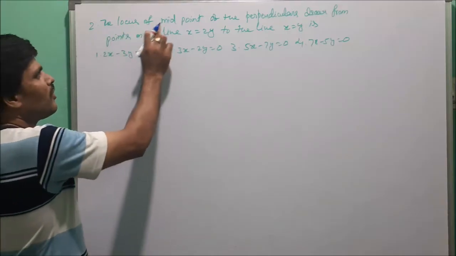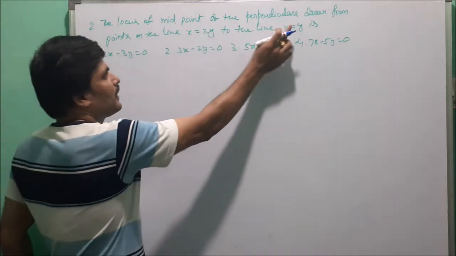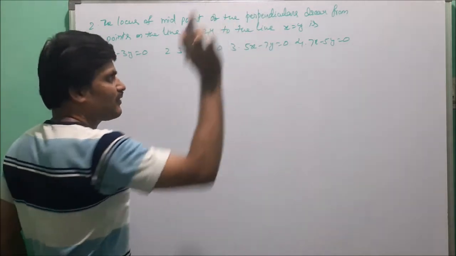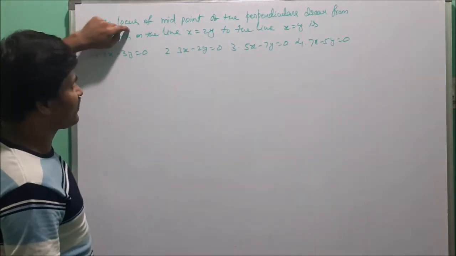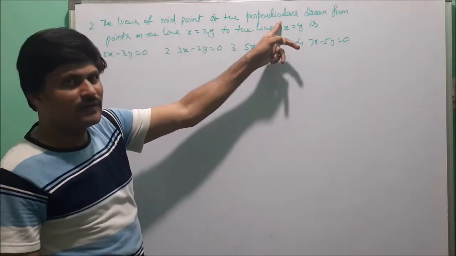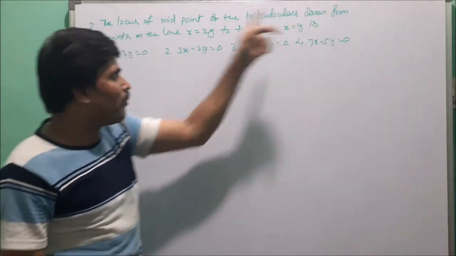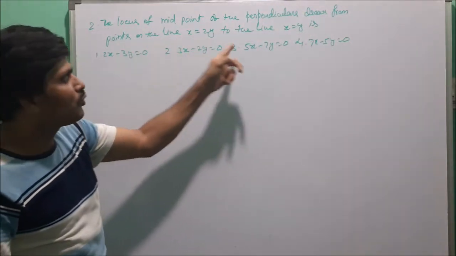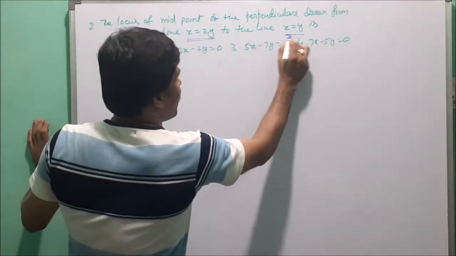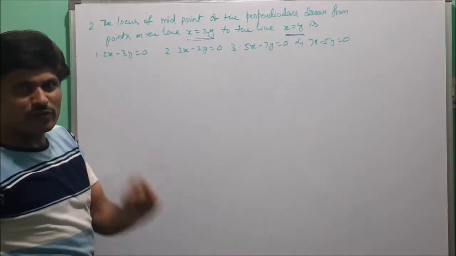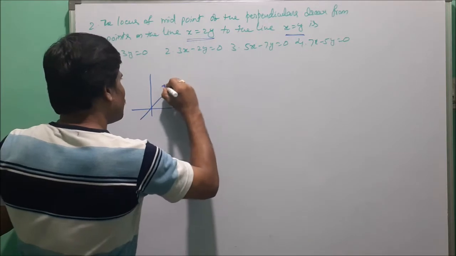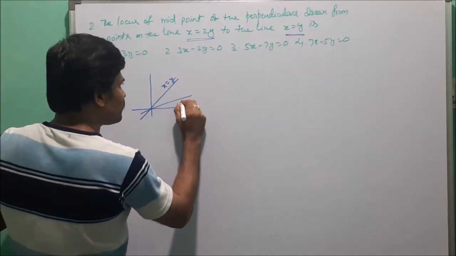The next question: the locus of the midpoint of the perpendicular drawn from a point on the line x equal to y to the line x equal to y is. Here find the locus of the midpoint. That midpoint lies on the perpendicular line. This perpendicular line is drawn from a point on the line x equal to 2y to the line x equal to y. So here we observe that x equal to y and x equal to 2y are always passing through the origin. Now we take one diagram. Here this is x equals y. This is x equals 2y.